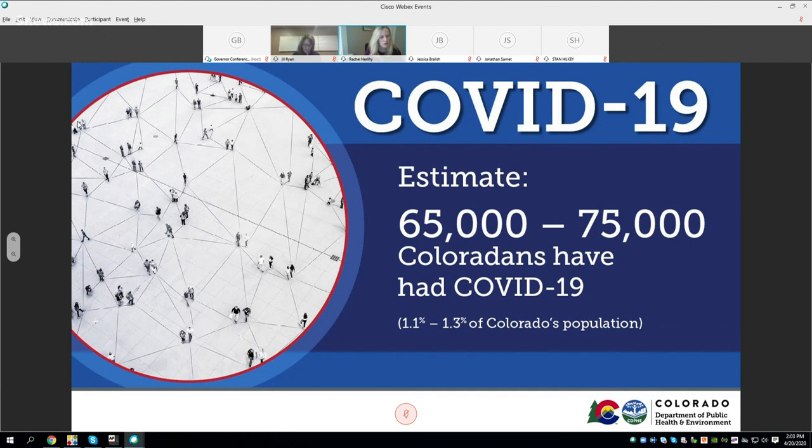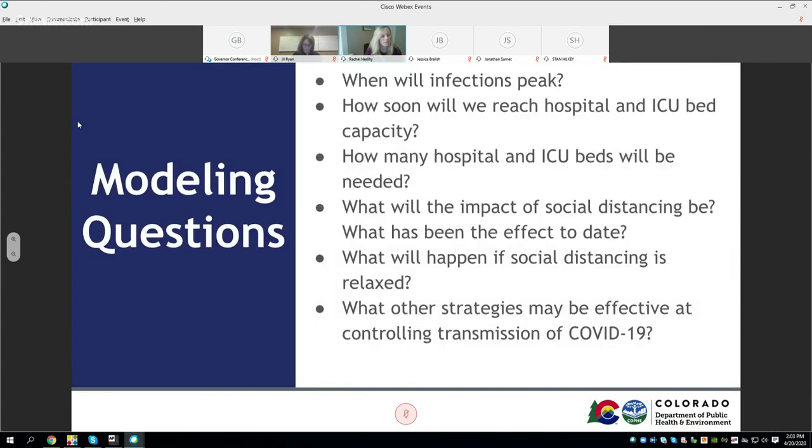modeling team to try and estimate what the true number of infections is. And so together with the modeling data and our understanding of rates of symptomatic and asymptomatic infections, we put together these estimates. Again, just estimates, but our best guess is that probably somewhere between 1.1 and 1.3% of Colorado's population has been infected at this point.